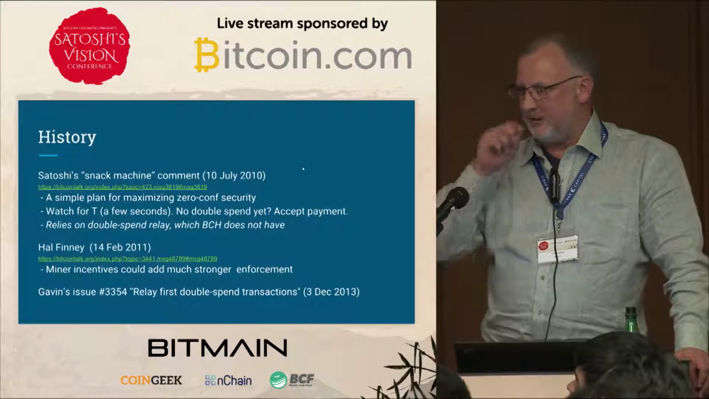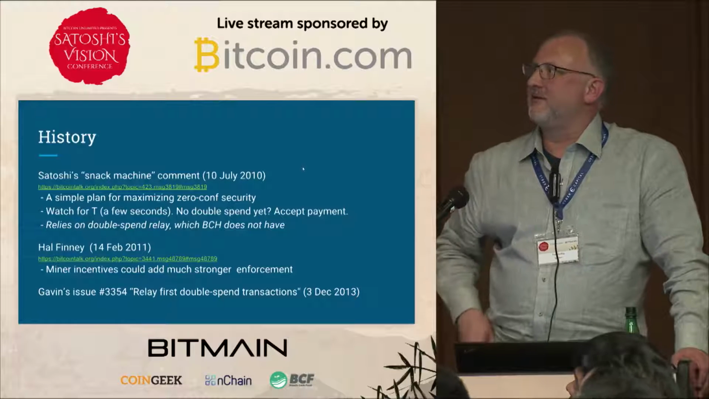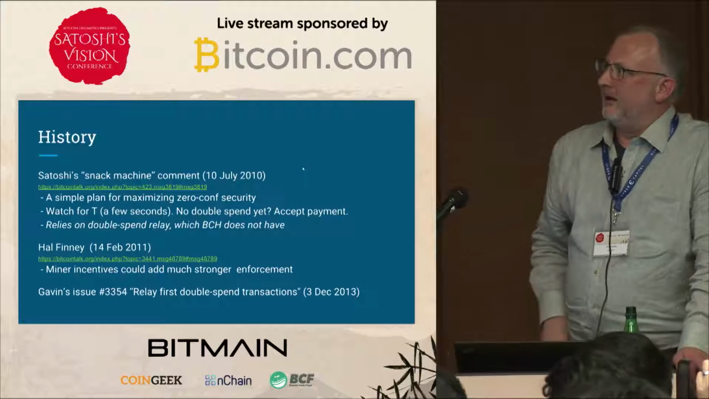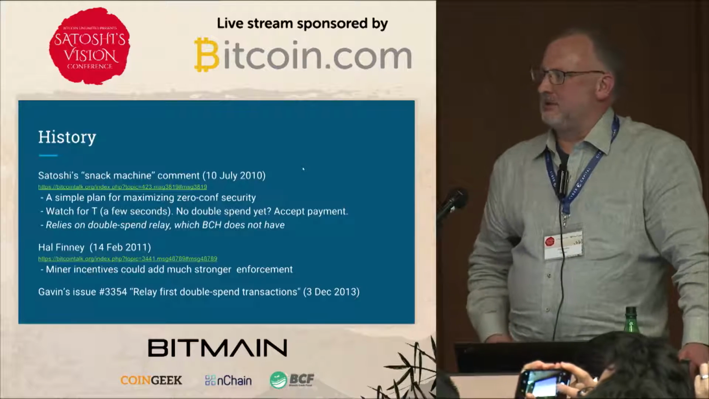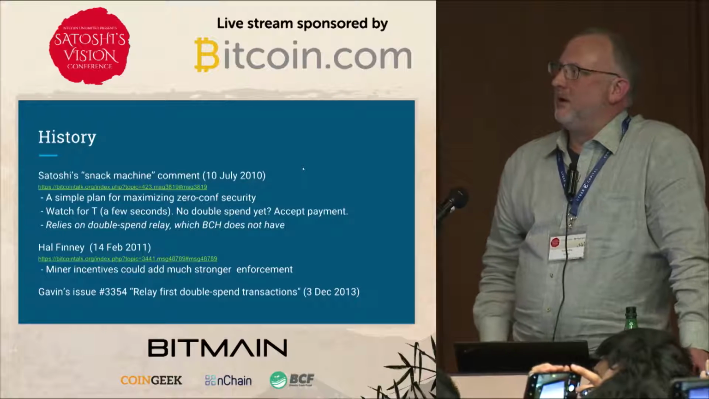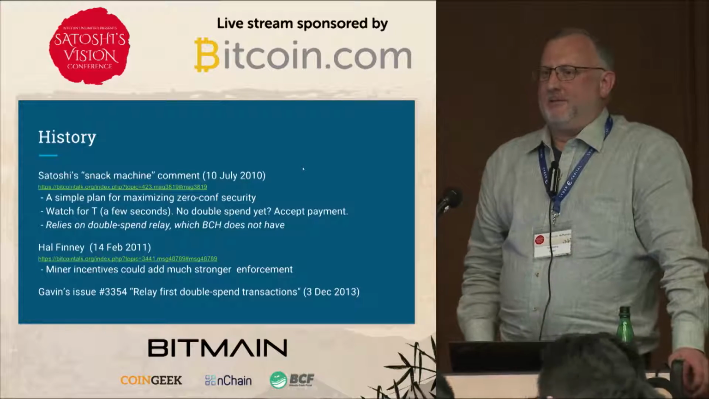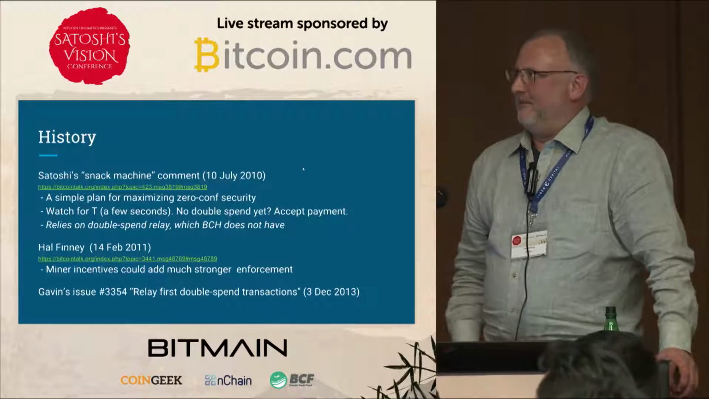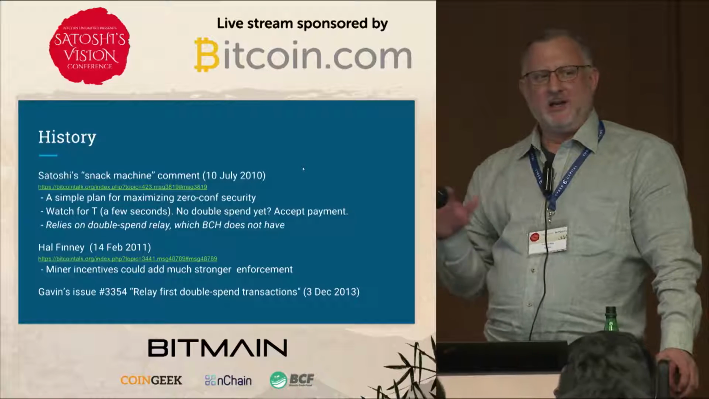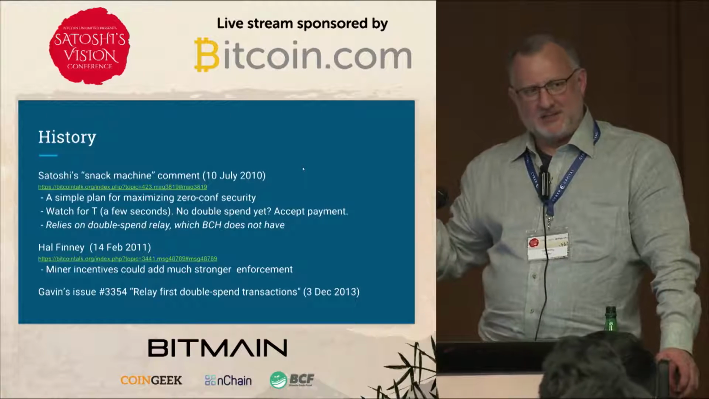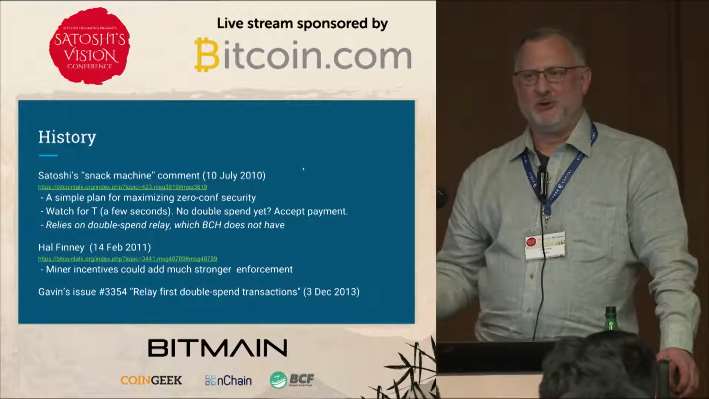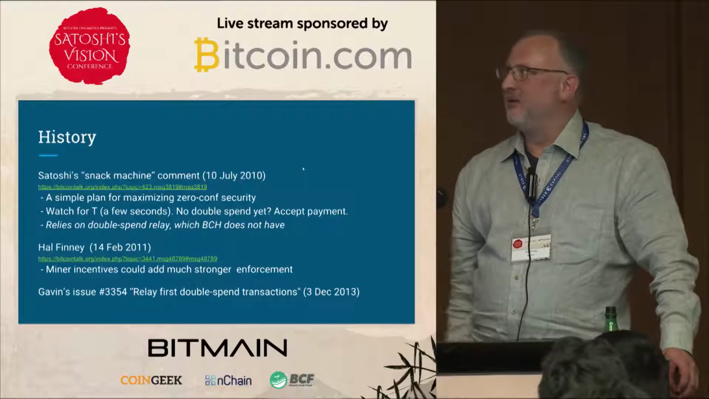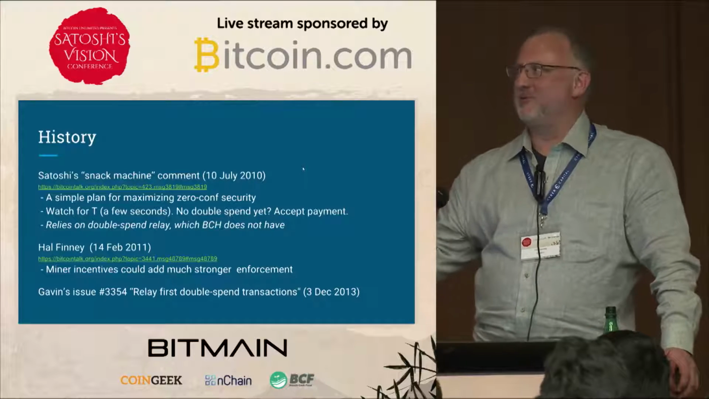A tiny bit of history, because Satoshi did address this as a thing we might want to think about in the future, and I put a link in there to it. He had a simple answer and a simple plan for maximizing zero-conf security. That doesn't mean making it as secure as confirmed transactions. For some reason, we weren't allowed for many years to ask how to maximize zero-conf security, because we were told it'll never be as secure, so we have to break it completely. Luckily, we're free to actually ask this question.